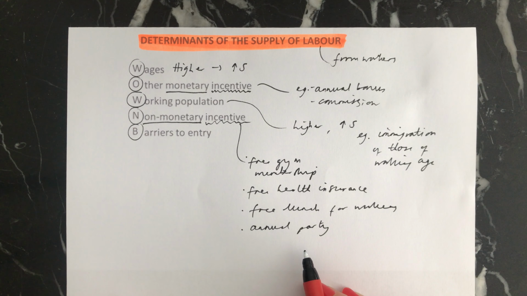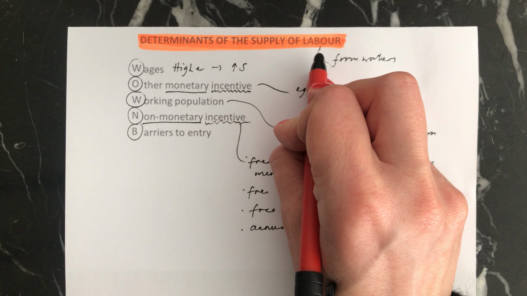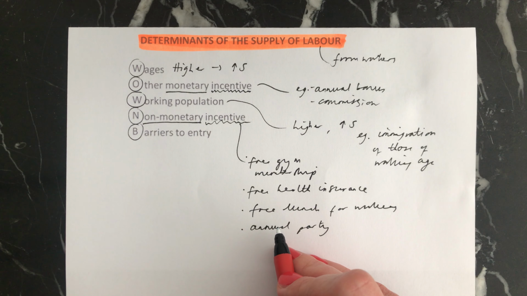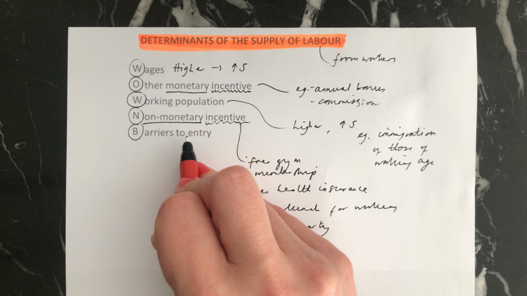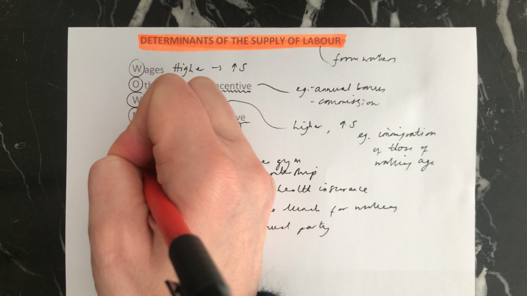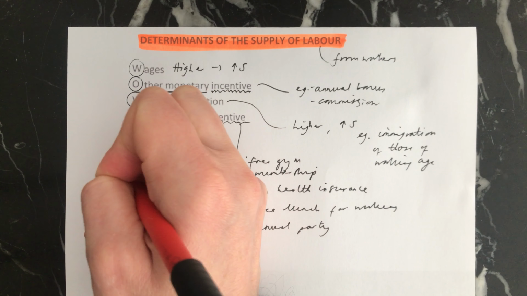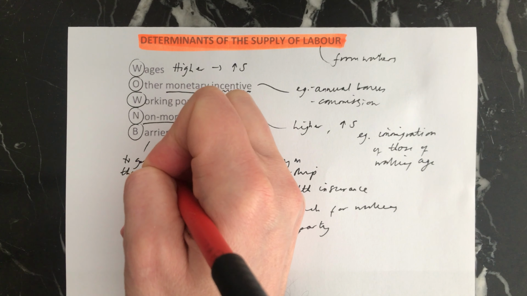These are all things, they're not to do with money, but they're things that affect workers and make it more likely, if things like this are offered, that people will supply their labour to the market. So these would increase the supply of labour. The last one, barriers to entry. This means to get into the industry as a worker.